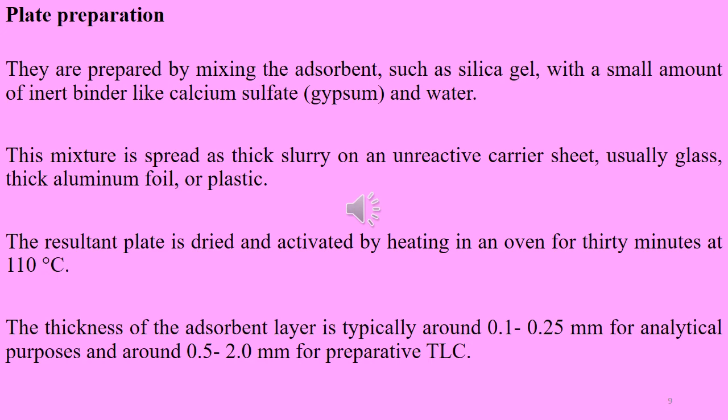Next is spotting the TLC plate. If the sample is not already in solution, dissolve about 1 mg in 1 ml of volatile solvents such as hexanes, ethyl acetate or methylene chloride. As a rule of thumb, a concentration of 1% usually works well for TLC analysis.